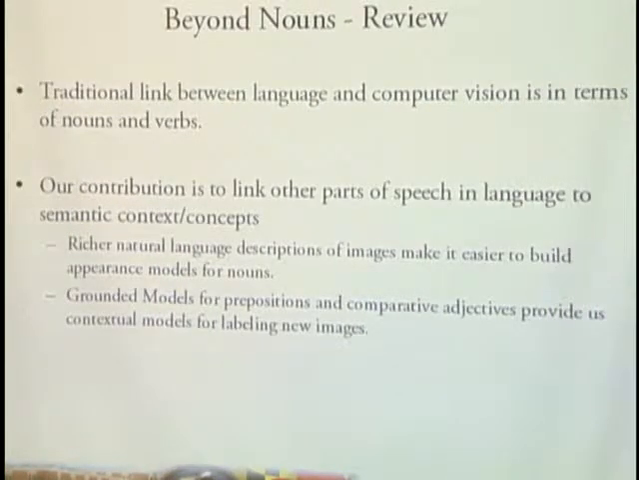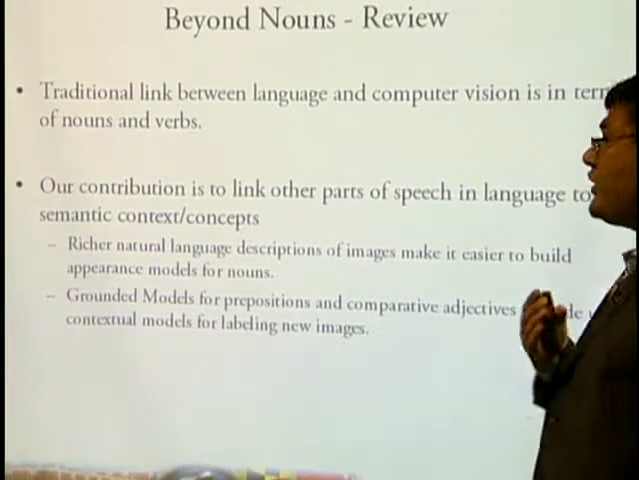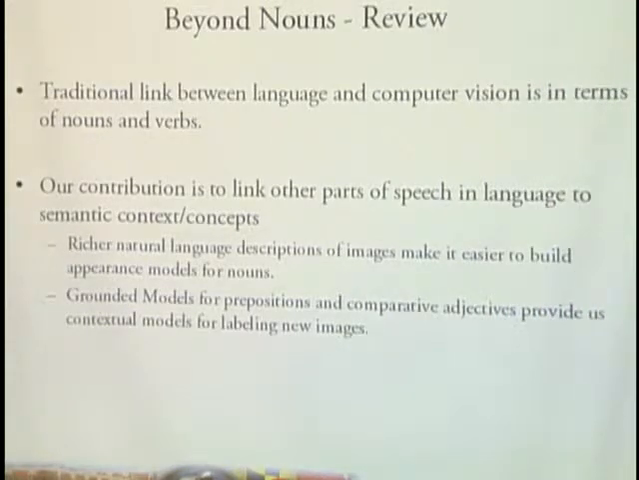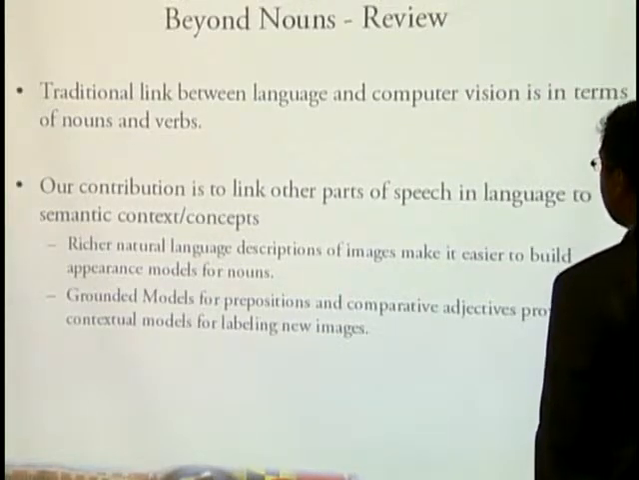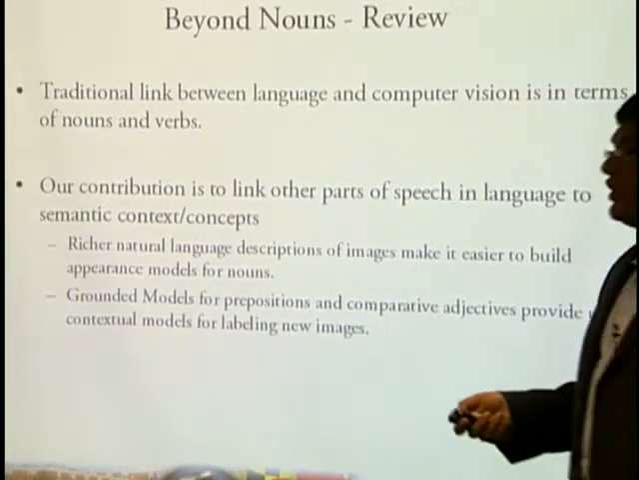Okay, so before I go to the second part on videos, let me first give you just a one minute review of what I talked about in the first part. So traditionally, the link between language and computer vision has been in terms of just nouns and verbs. What we are trying to do in this case is link other parts of speech like prepositions and comparative adjectives to semantic context or the concept. So more specifically, we are using rich descriptions of images to do better learning of appearance models, and we are using grounded models of prepositions and comparative adjectives to provide a contextual model for labeling of new images.